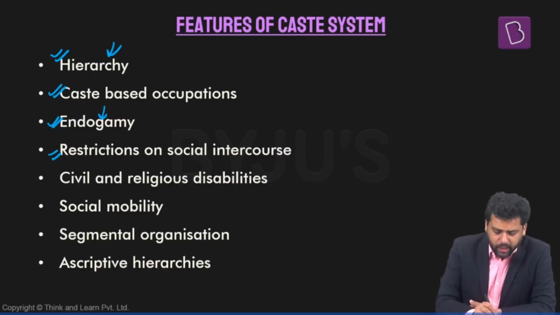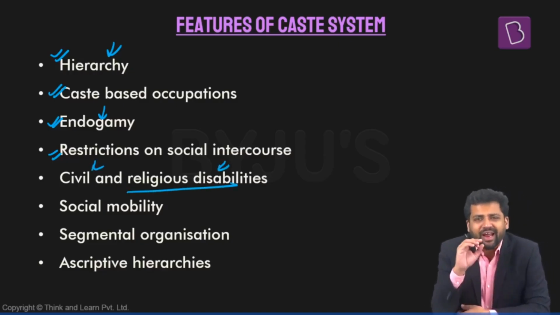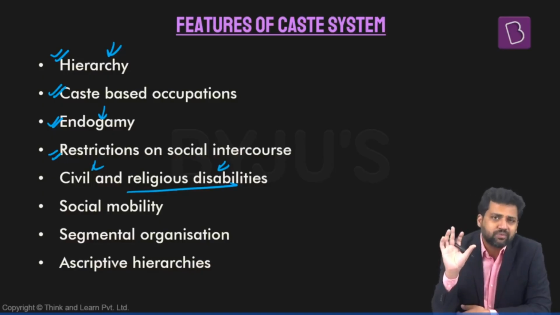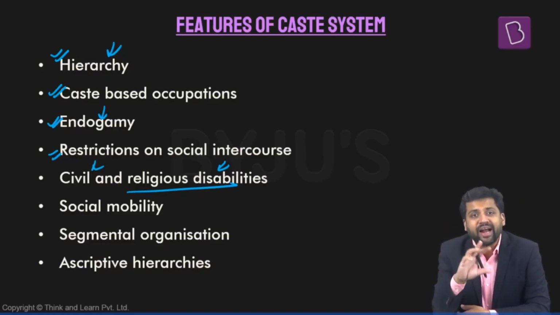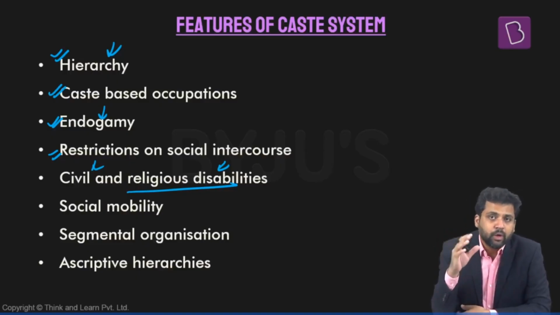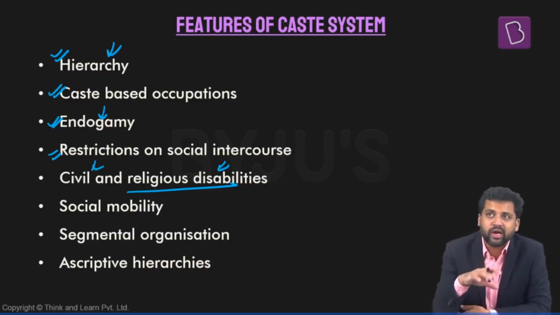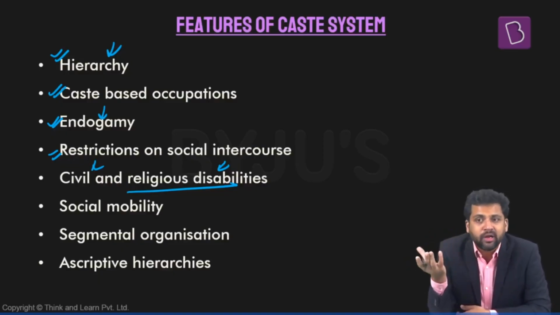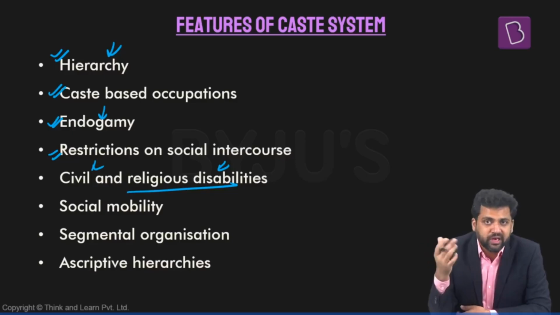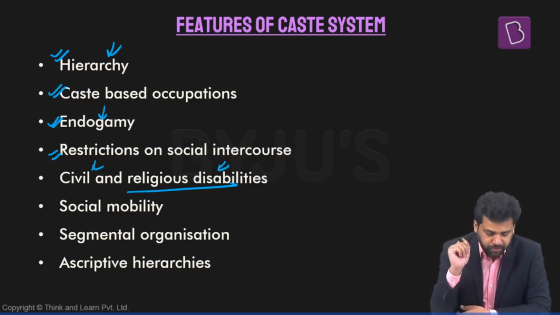We'll come to that. The caste system also imposes different kinds of civil and religious disabilities on people. At the same time, it also grants privileges and rights. Those castes which are considered superior, high castes, will have different kinds of privileges. Those castes which are considered lower in this hierarchy will have different kinds of disabilities. They cannot do this, they cannot do that, they can't enter temples, they cannot access common drinking water facilities or common bathing facilities. These are different kinds of disabilities that can be imposed.